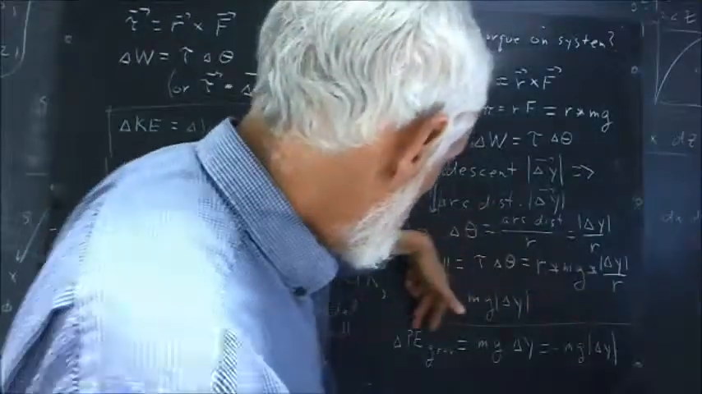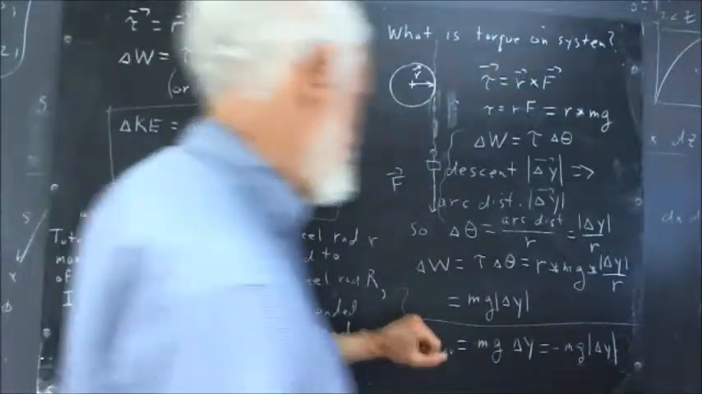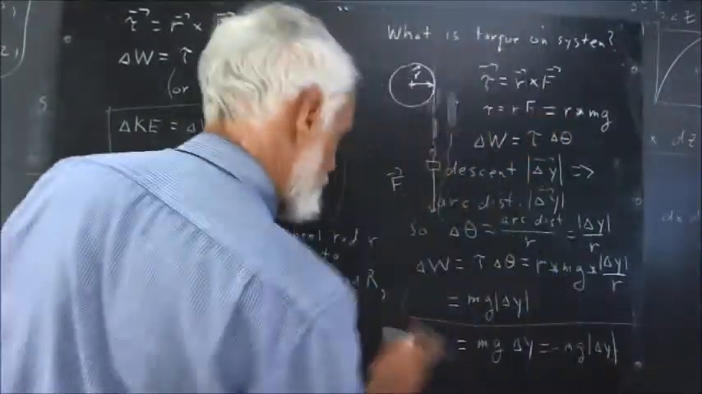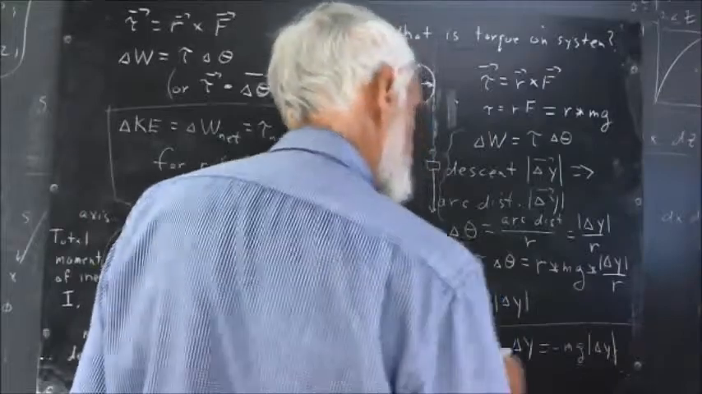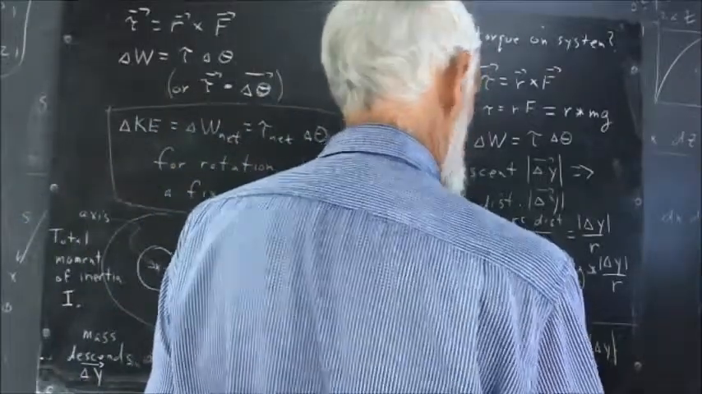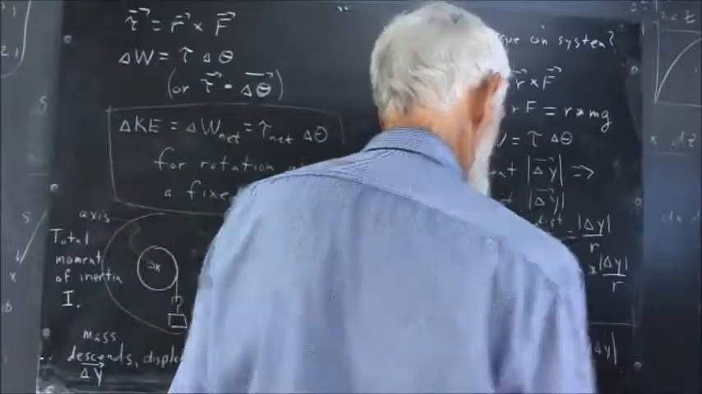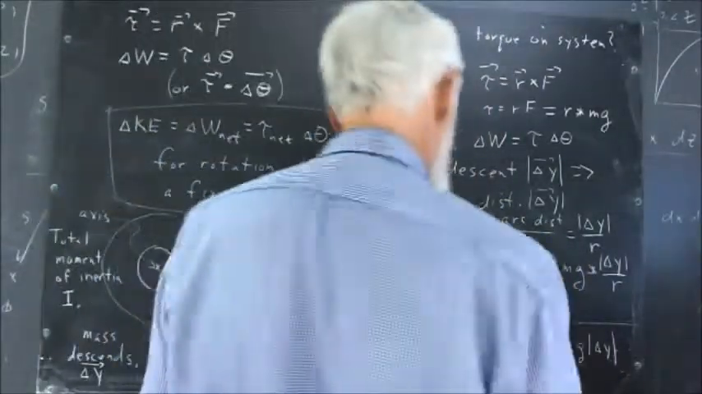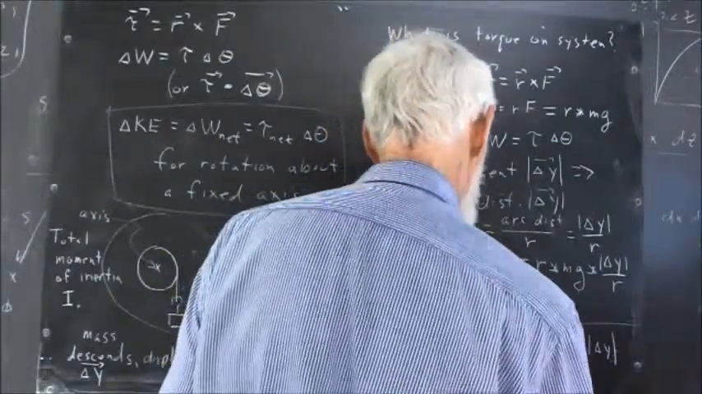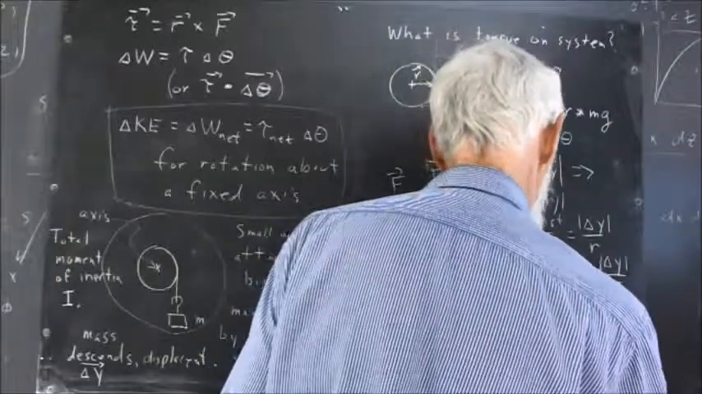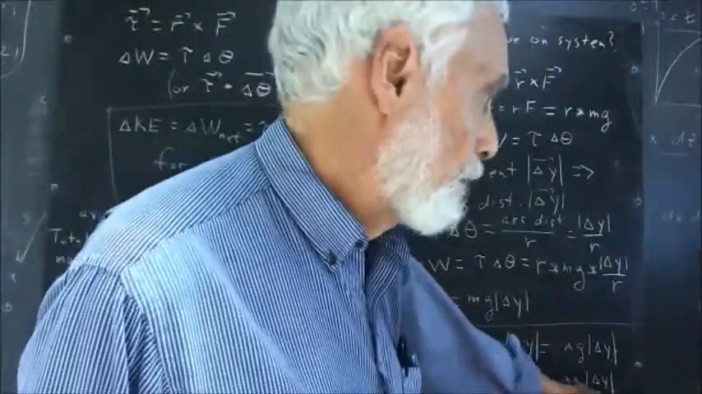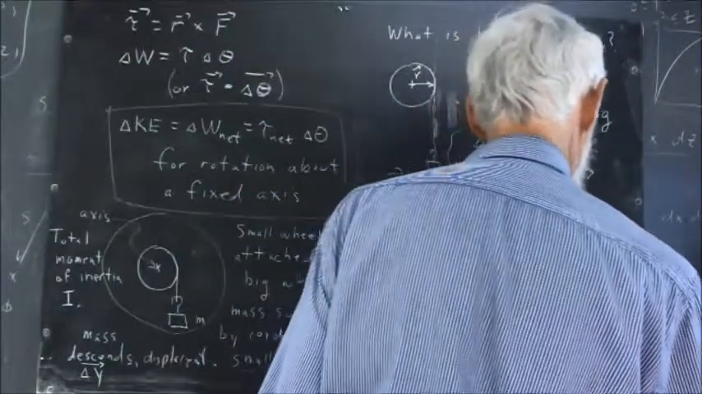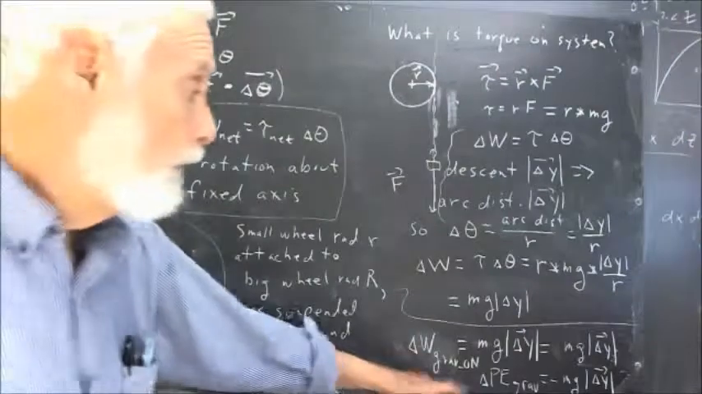we could say that the work done by gravity on the system is mg times the magnitude of delta y, and I'm going to be redundant, just put the absolute value signs around this, so that the change in potential energy is negative mg times the magnitude of delta y, which would be mg times delta y without the vector sign over it.